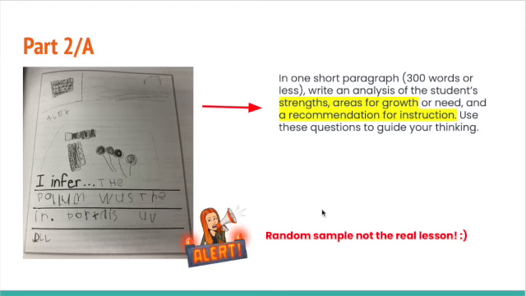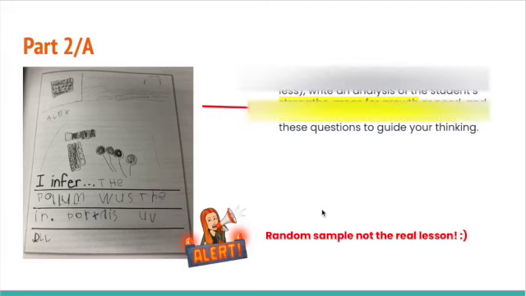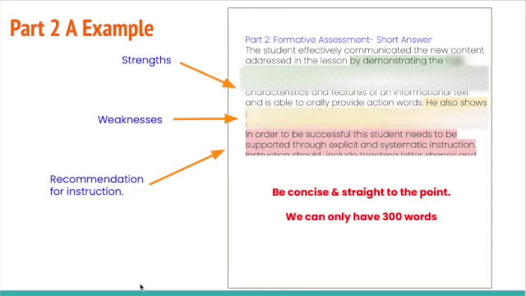Please note that you only have to do one recommendation for instruction, and that recommendation for instruction will later on be used to develop a lesson. This is an example of how you can develop your response. Please note that this is not a real response. This is a simulated response for the purpose of this presentation. Note that I have the student's strengths in here, then quickly I address the weaknesses, and then I go into one recommendation for instruction. Be concise and straight to the point. We can only have 300 words.